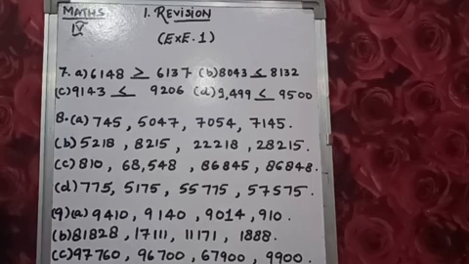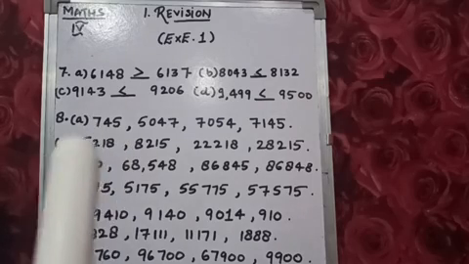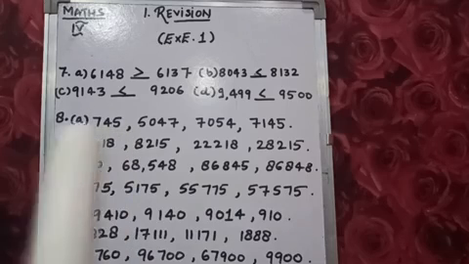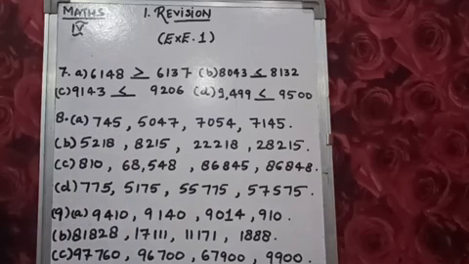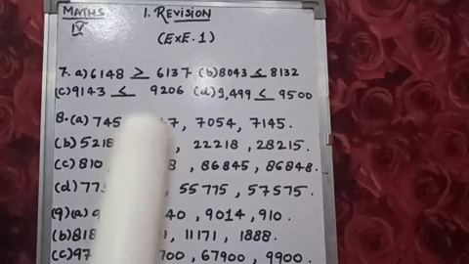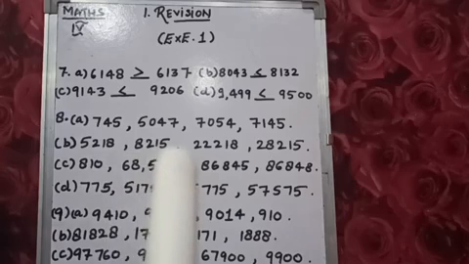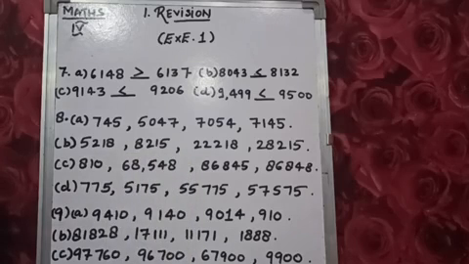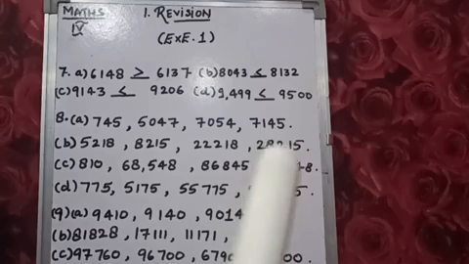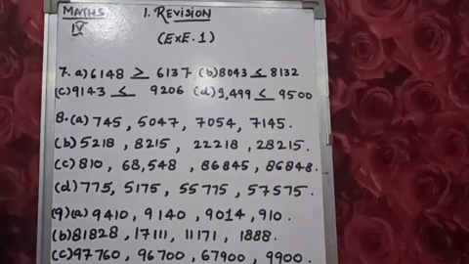So let's see the smallest number in the given series. So the smallest number in the given series is 745. Okay, 745 is the smallest given number in the series. Now let's see the second smallest number. And the second smallest number is 5047. Now next is 7054, and the biggest number of the series is 7145. So it will come in at the end. Clear?